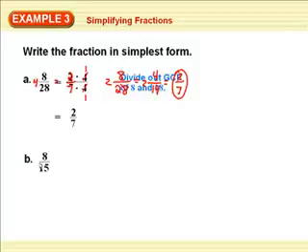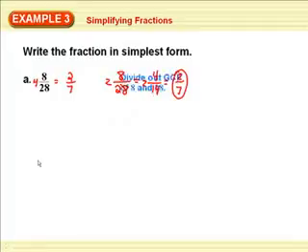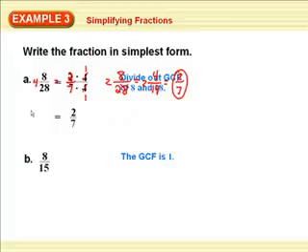I don't think they did all of the guided practice, did they? I'm going to go back just a second. Guided practice, they only did the one. Well, we'll see. We'll pick it up. We'll see if they did it after we do example number 3, maybe example number 4. Sometimes they're out of order. This one, nothing can go into 18 and 15, so it is already in simplest form, so there's nothing we can do.